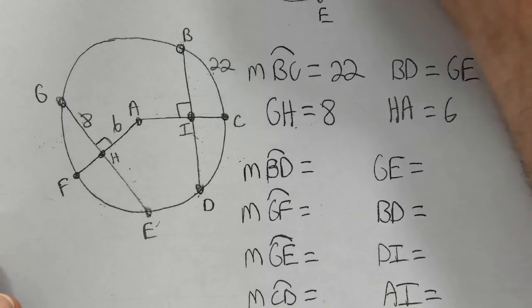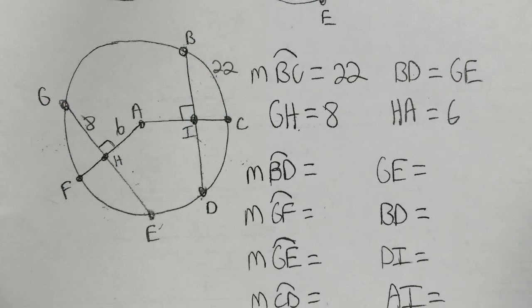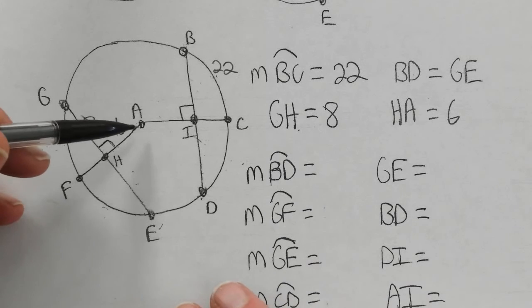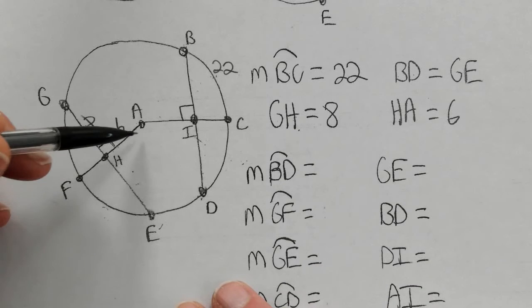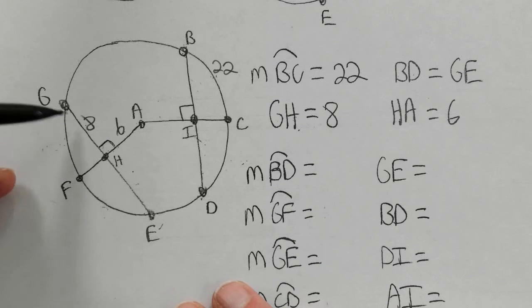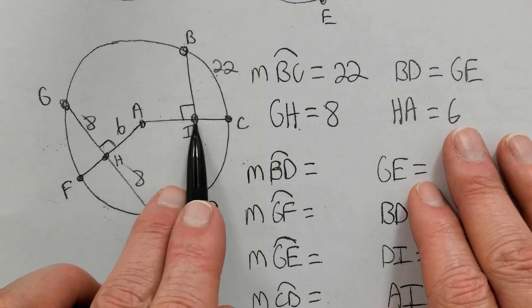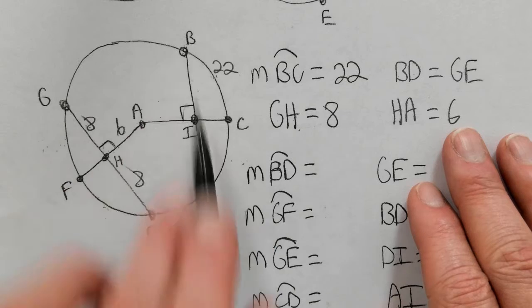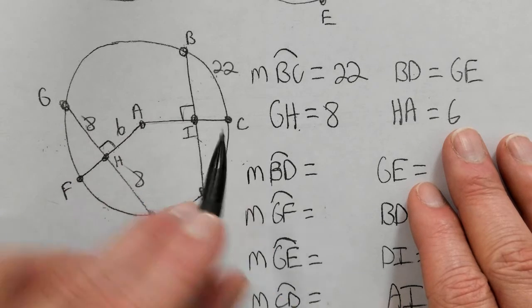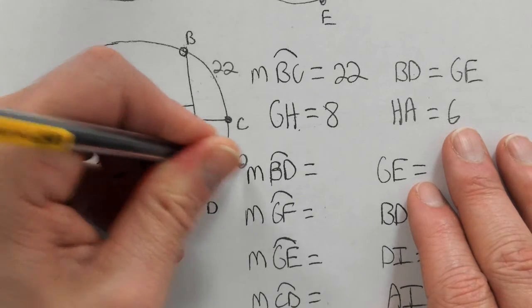All right. Now, let's think about some of this stuff. The first thing that I can look at is that, remember, if the radius is perpendicular to this, then what that means is that these two are the same, right? And then the same thing here. If this radius is perpendicular to the chord, then it cuts the arc in half. So if that's 22, this is 22.